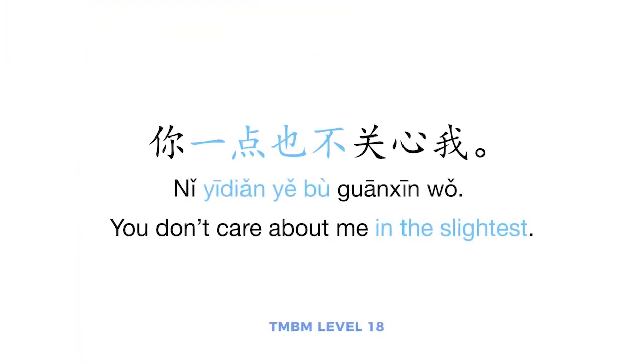So this is a great structure. 一点也不. And you can also have 一点都不. 也 or 都 are both okay. But this isn't the exact way we would express it in English. We would say, you don't care about me in the slightest, or not even a little bit, right? But the way it's actually structured in Chinese is you one bit also don't, and then insert whatever you think that is. So in this case, it's 关心 or care about. So you one bit also don't care about me.